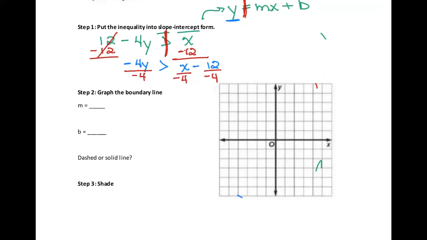So what happens on the left? Negative 4 divided by negative 4. That's going to simplify to be a 1. 1 times y is y.